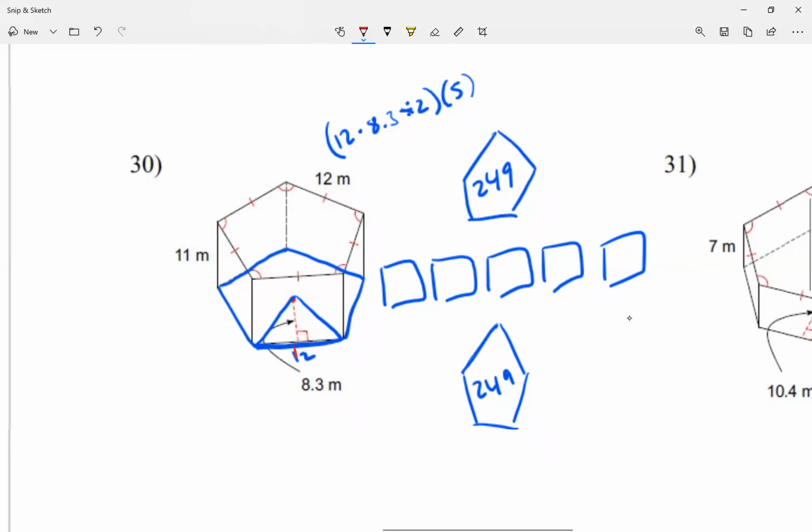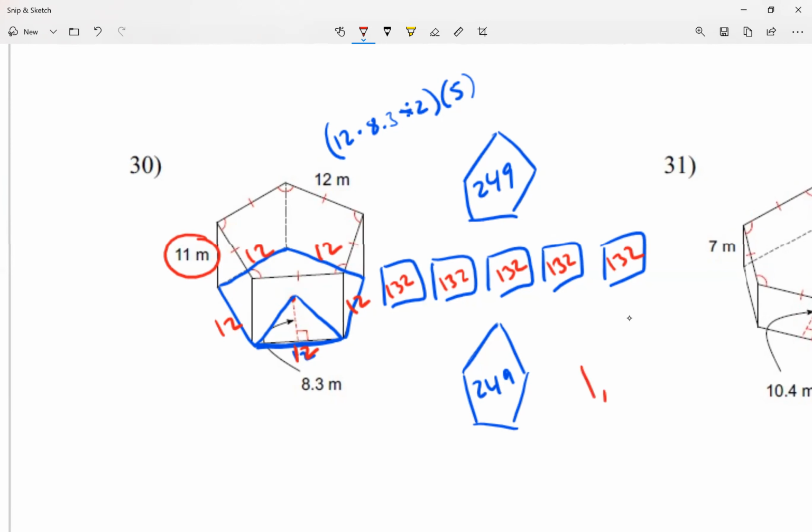Each measurement for my base is 12, right? My pentagon, each measurement outside is 12. The number that has nothing to do with my pentagon is 11. So I'm gonna go 11 times 12 for each of these rectangles. Now add everything. So I have 132 5 times plus 249 plus 249. My answer happens to be 1,158.